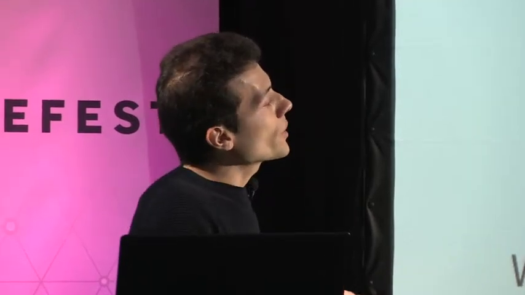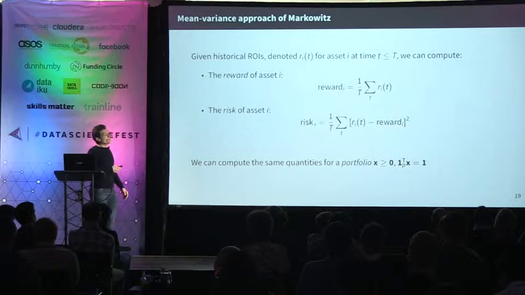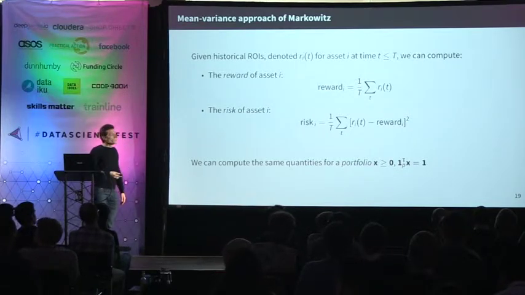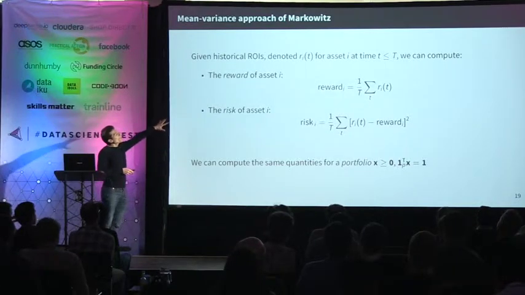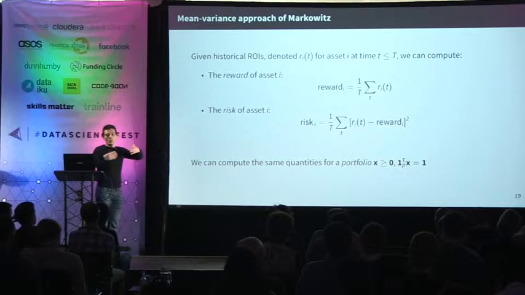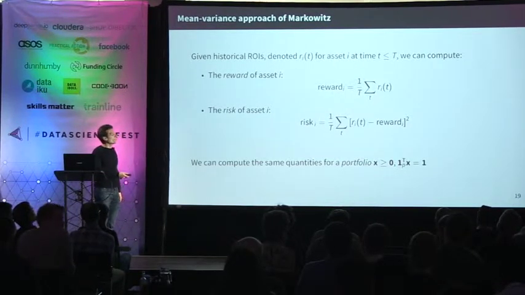So you have your reward, and historically the reward is just the mean. So how did it do in the last however many time periods? And then you have the risk. And the risk, Markowitz says, is the variance. So this, if you recognize it, it's just the value minus the mean, squared, summed over your observations. So this is actually just the variance. So you can compute this quantity for one asset. You can then put more than one asset together into a portfolio X and compute the same quantities.